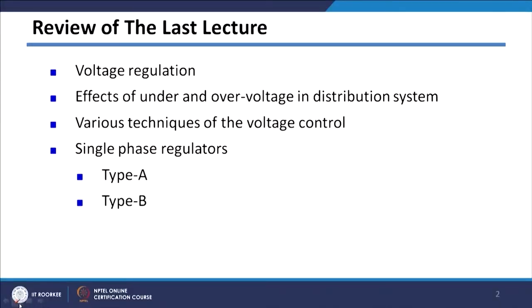over a distribution system. We saw we can use an on-load tap changer with a transformer, we can use a step voltage regulator, a voltage booster, an induction regulator, or fixed and switched capacitors. Out of these we are looking at step voltage regulators. We saw single phase step voltage regulators in the last class, and we divided this single phase voltage regulator into type A and type B regulators.